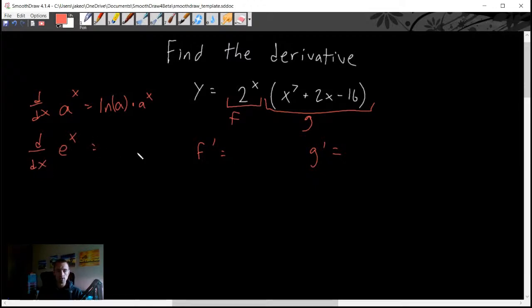Well, the derivative of e to the x is just e to the x, right? It's a unique function where it is its own derivative. But that actually aligns with this formula here, because think about if we were to use this formula instead, the derivative of e to the x would be ln of e times e to the x. Well, ln of e, the natural log of e, is just 1. So this is just 1 times e to the x, which is just e to the x. So this formula still works even if that constant is e.